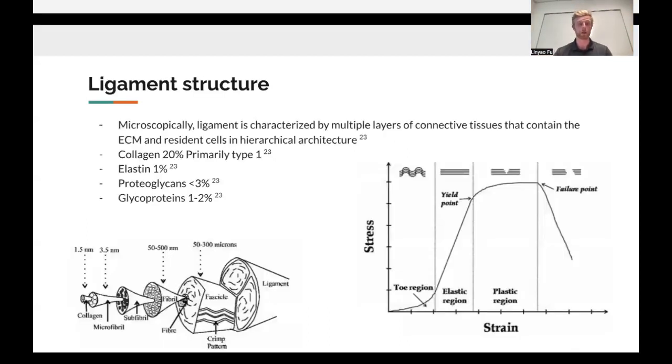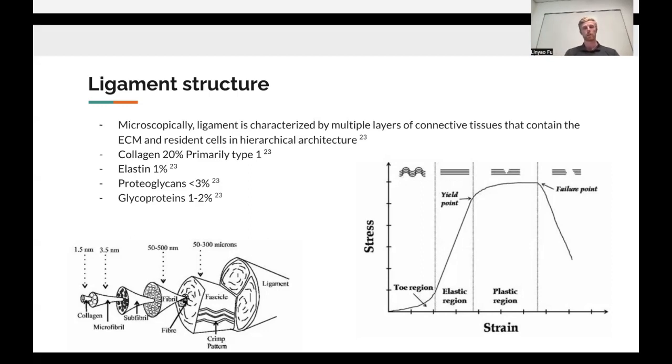Alrighty, so I'm going to be talking about the overall structure and function of a ligament and all the components that make it up, and their roles as well. So just a brief overview. A ligament is organized in multiple layers of connective tissue that contain an extracellular matrix as well as resident cells within it. As we can see on the bottom left-hand corner of the screen, you can see that organization.